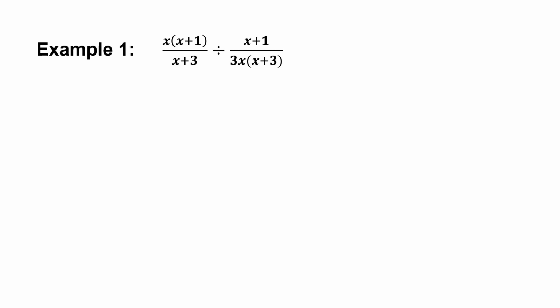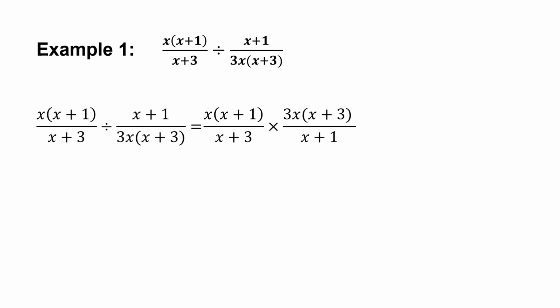We have x times (x plus 1) divided by (x plus 3), and this is going to be divided by (x plus 1) over 3x times (x plus 3). So we need to convert this to a multiplication, and the way we do this is we're going to flip this (x plus 1) over 3x(x plus 3) and then change that divide sign to a multiplication. So we now have x times (x plus 1) over (x plus 3) multiplied by 3x(x plus 3) over (x plus 1).